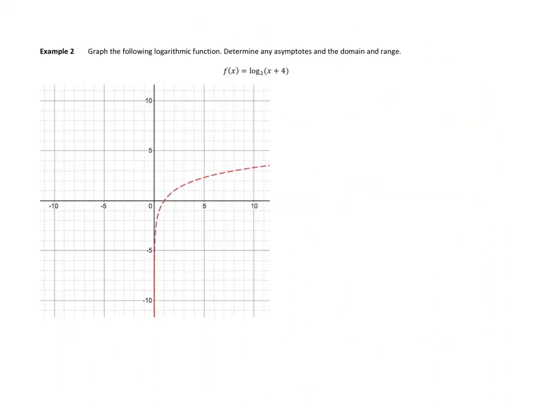And for the last example, what I'd like to do is graph this logarithmic function, log base 2 of x plus 4. We'll determine any asymptotes as well as state the domain and range. What I have here in red is the graph of y equals log base 2 of x. This was the function that we graphed on the very first slide in this lesson. And we stated that there's a vertical asymptote at x equals 0. The domain is from 0 to positive infinity, and the range is from negative infinity to positive infinity.